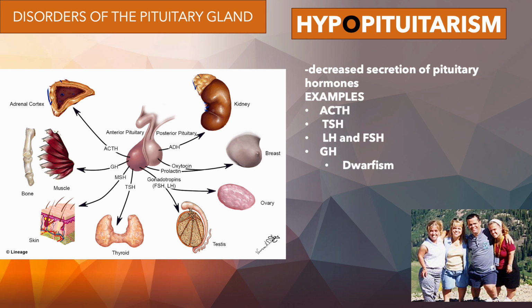So, head trauma, brain tumors, infections, you name it, radiation, AIDS, or sometimes the cause is unknown, and if that's the case, then it's called idiopathic hypopituitarism. So, dwarfism here is an example of a hypopituitarism that is selective of the growth hormone being impaired.